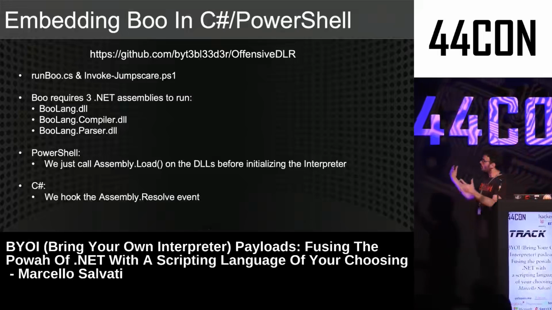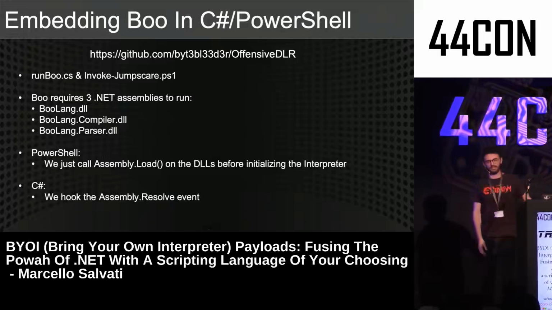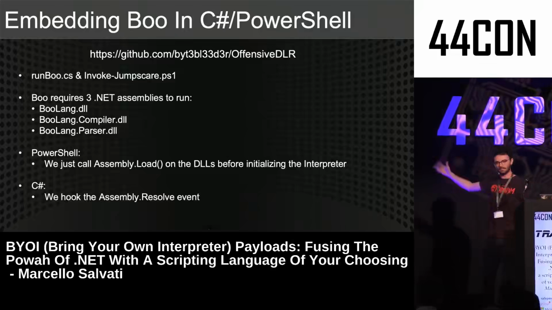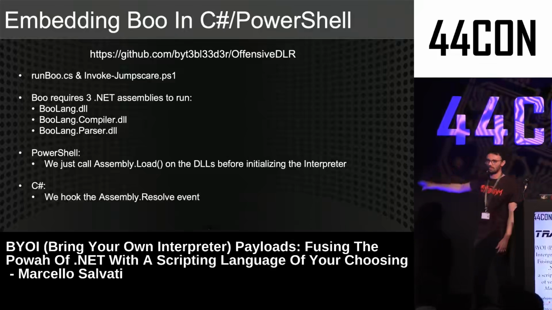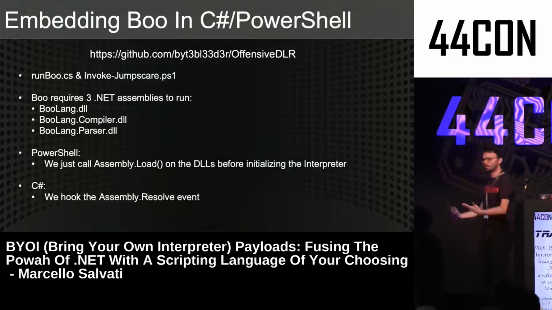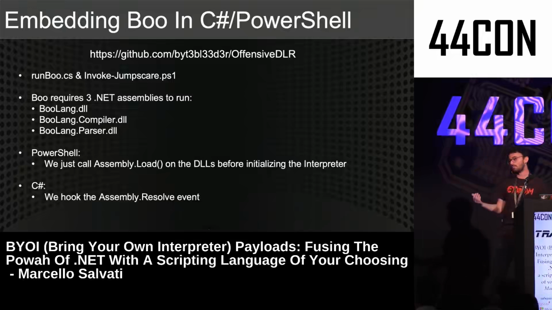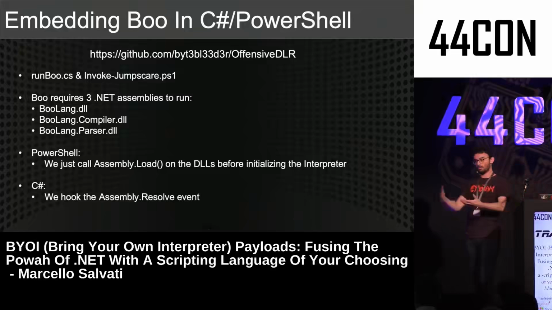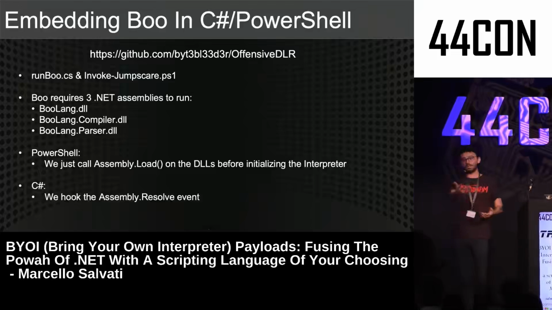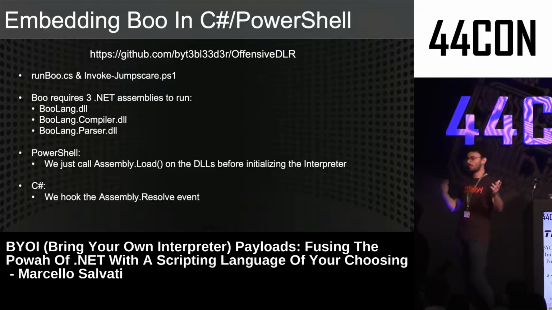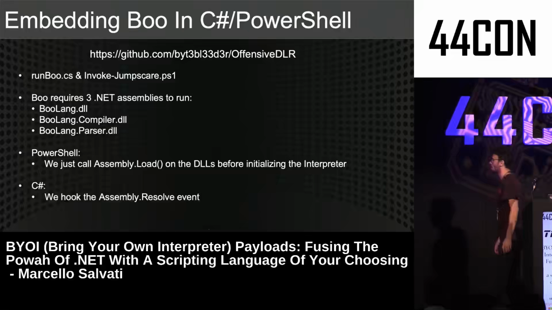So I'm going to be demonstrating Invoke-JumpScare right now. Again, these code snippets are hosted on that GitHub repo. This embeds the Booleang compiler within a PowerShell script, and we're going to be injecting shellcode through the embedded Booleang compiler, okay? Boo requires 3 .NET assemblies to run, so it's even better than R and Python, 1 less assembly to load.